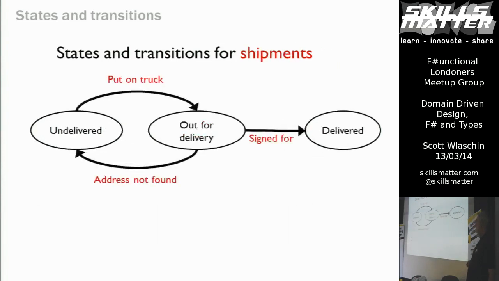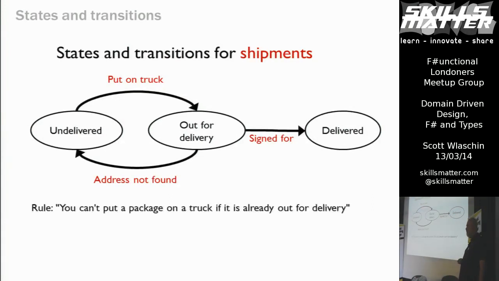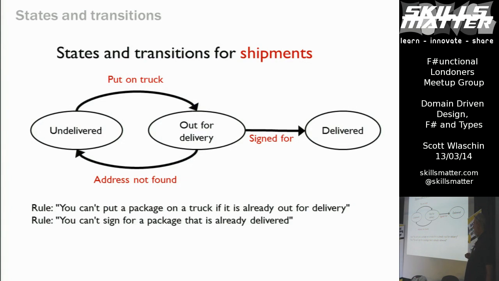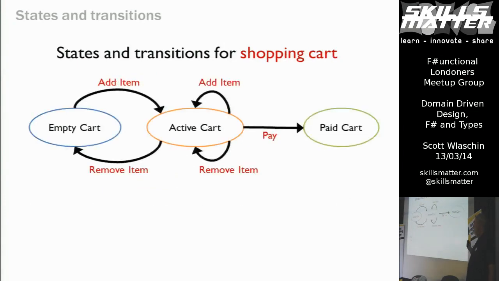Here's another one. You're doing shipments, deliveries. It starts off being undelivered. It goes out to delivery. It gets signed for, it's delivered. If the address isn't found, it gets put back in the warehouse again. But there's all sorts of business rules. You can't put a package on a truck or a lorry if it's already out for delivery. You can't sign for a package that's already delivered. These are the kinds of things that are so bug prone. State machines are great because otherwise you're always dealing with errors if you don't have it like this. So I'm going to talk about one of my favorites, which is a shopping cart or a shopping trolley, shopping basket.